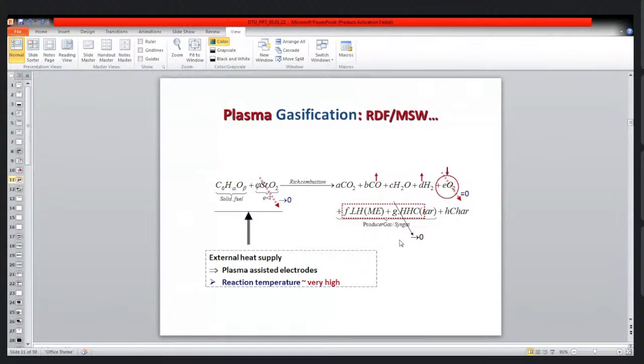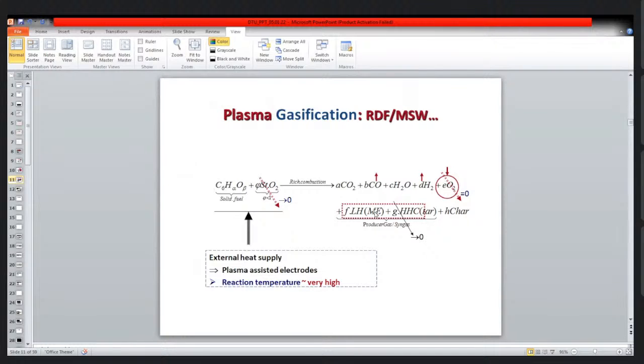Unfortunately, this demands very high heat supply, and that warrants cost, electric cost. The temperature is very high. At very high temperature, the tar component and also the methane component vanish. Very clean gas we will get.